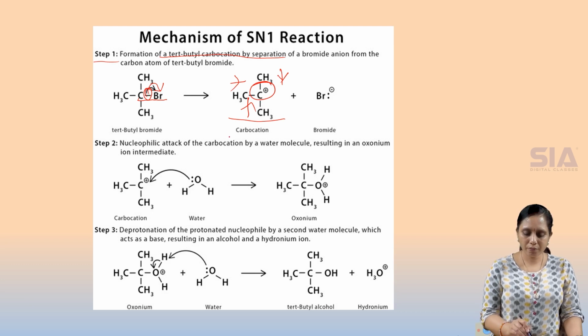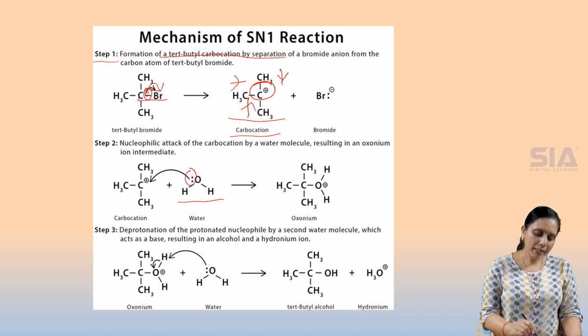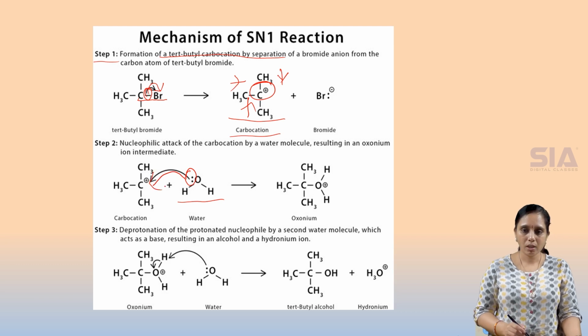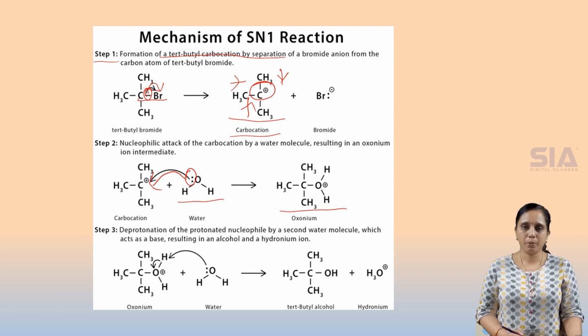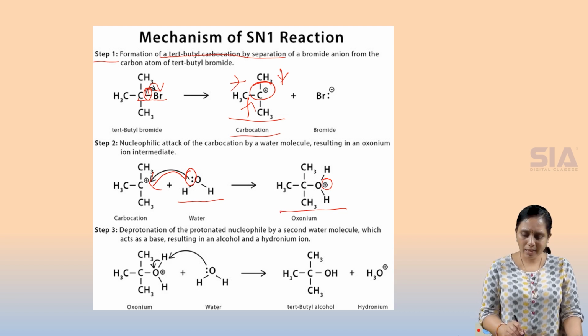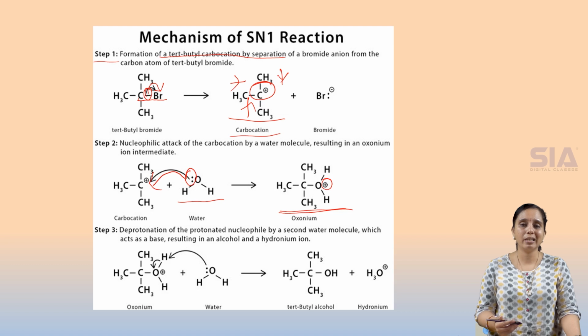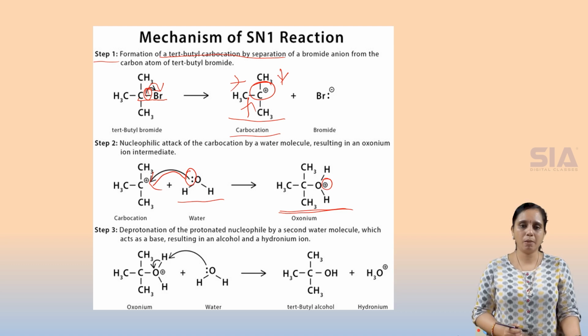After the formation of the carbocation, it is attacked by the nucleophile, that is OH minus released from water. For that, the lone pair on oxygen in water is shifted onto the carbocation, and an oxonium ion is formed as an intermediate in the reaction. It is called an oxonium ion because there is a positive charge on oxygen. This is highly unstable because oxygen is highly electronegative and a positive charge on the oxygen atom is unstable.